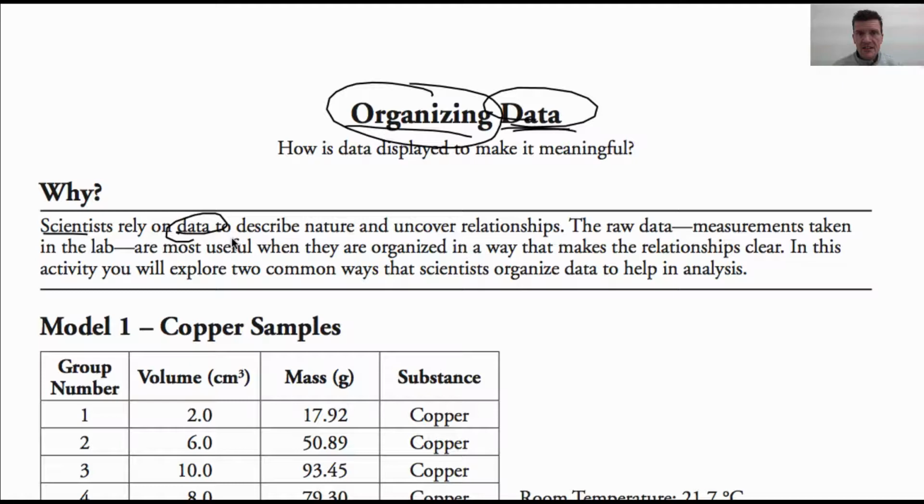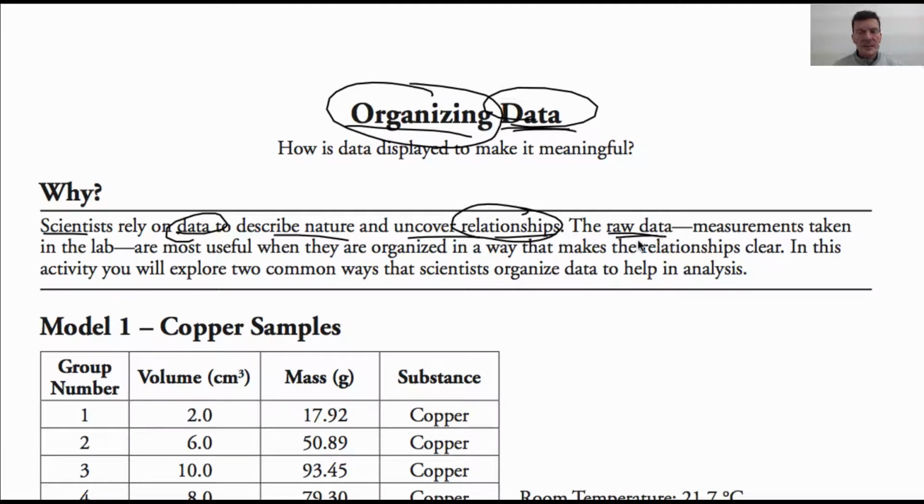Okay. So scientists rely on data, numbers, quantities that are collected during an experiment to describe nature and uncover relationships. So this is really key here. We're going to be looking at relationships. That's really what we want to find out in many cases, is when something increases, what happens to something else? When something decreases, what happens to something else?